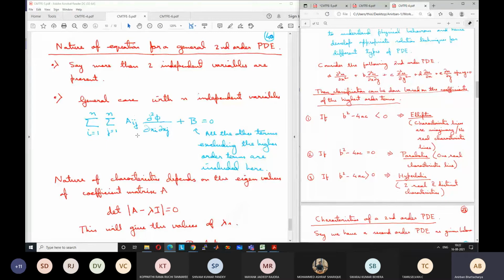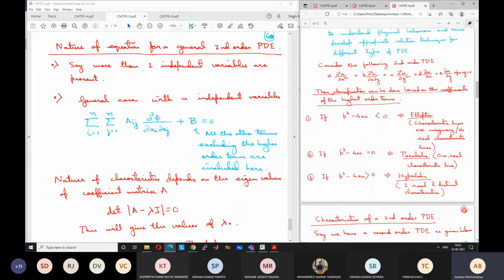So if I have 2 independent variables, I can have 4 possible terms: ∂²φ/∂x², ∂²φ/∂x∂y, ∂²φ/∂y∂x. Together we write this as one term, because ∂x∂y and ∂y∂x can be interchanged, and ∂²φ/∂y². In case I have 3 independent variables, the number of terms will increase. All the other terms are not playing a part in determining the nature of the equation because they are of lower order, so they are included here.